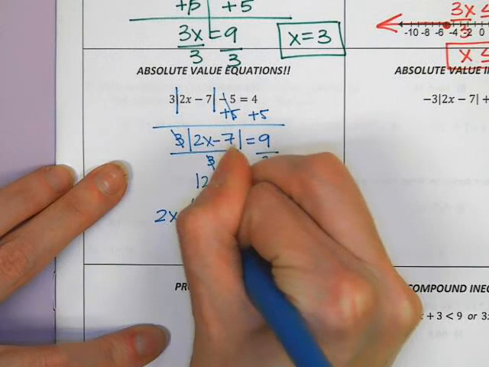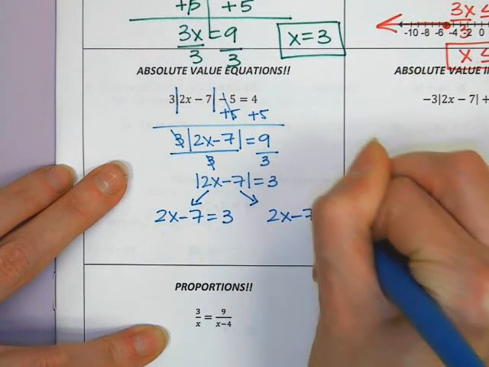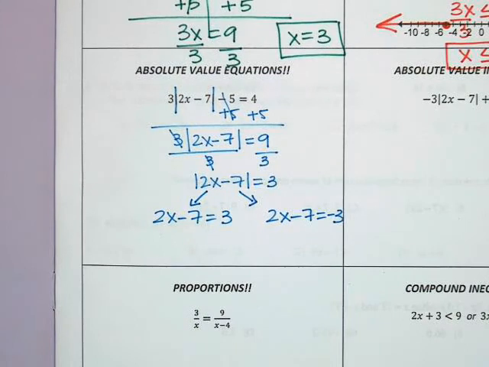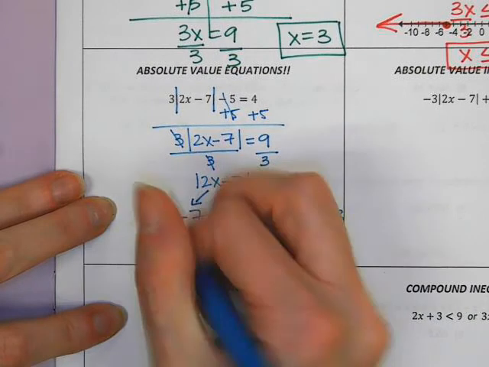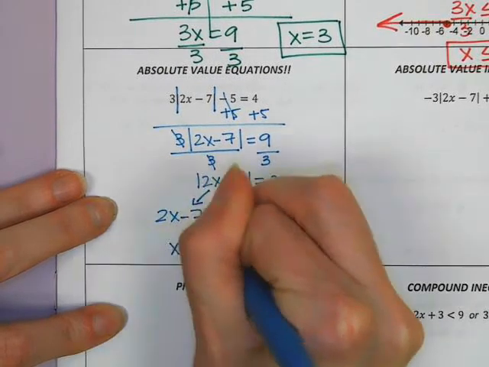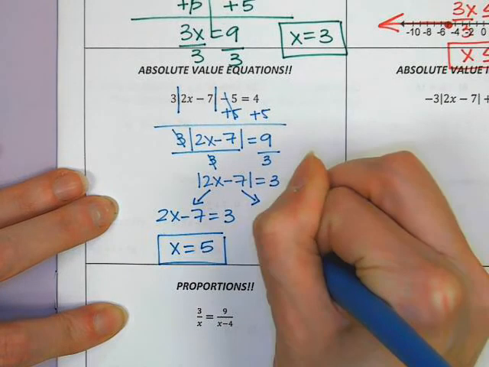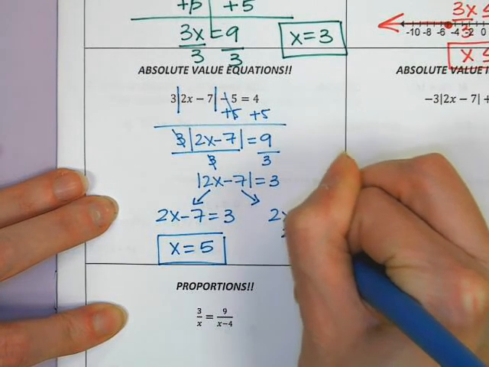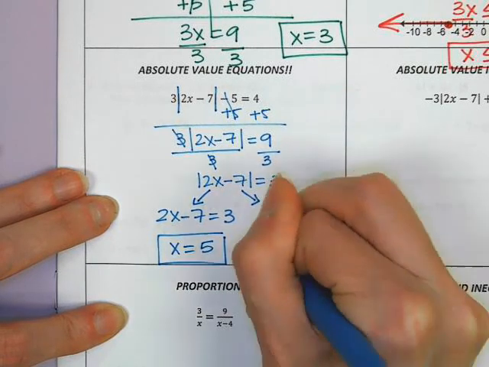And then once you're isolated, 2 bars means 2 equations. One of them is going to equal positive 3. One of them is going to equal negative 3. And that's how you get your 2 answers. So if we add 7, divide by 2, we get x equals 5. And if we add 7, I'll write this in steps, we get 2x equals 4. Divide by 2, x equals 2. So here's your 2 answers.